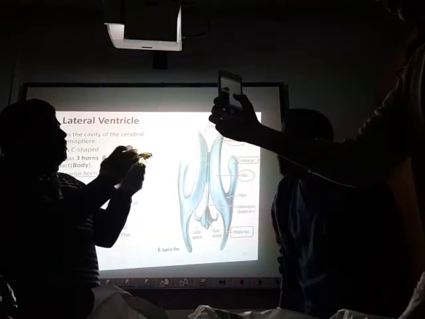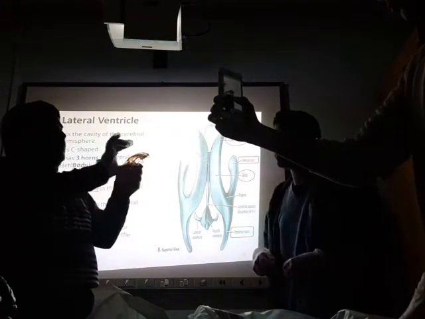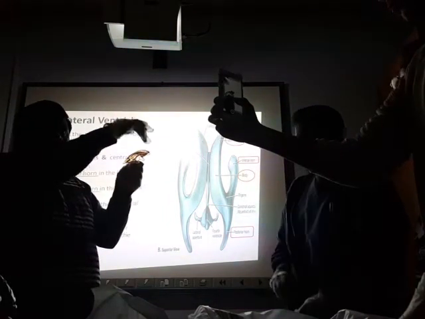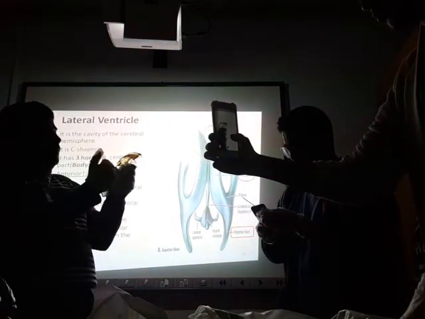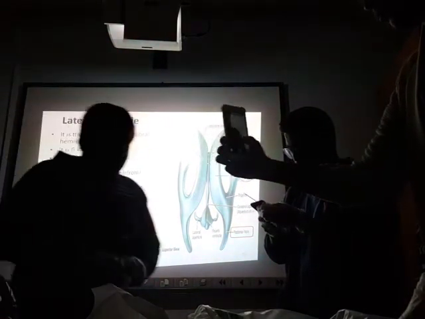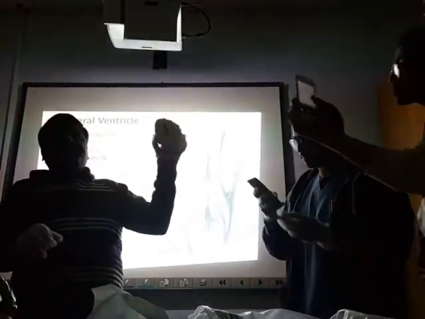Anterior horn, the body, the posterior horn and the inferior horn. So these are the cavities. The anterior horn in the frontal lobe, posterior horn in the occipital lobe, inferior horn in the temporal lobe. Where is that one more model I brought? Yeah, I can see it here.